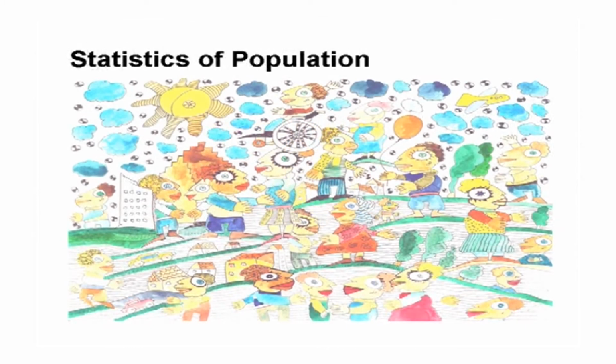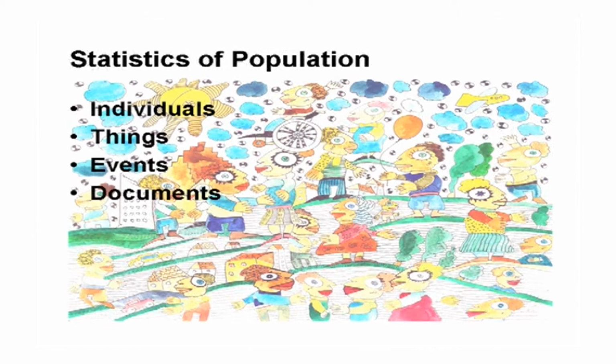The term population or universe used in statistical parlance is constituted of all the individuals, things or events, or documents or observations on a single or many individuals.